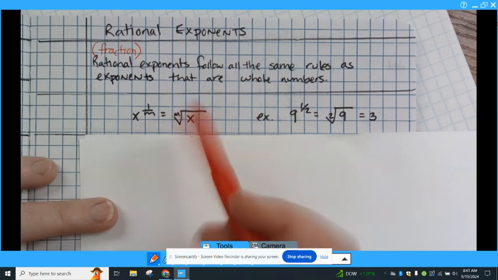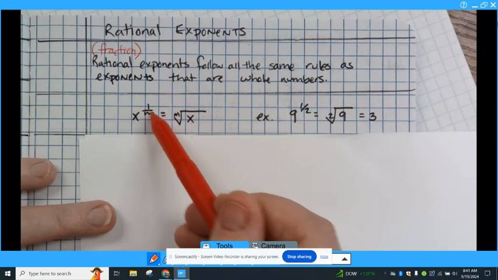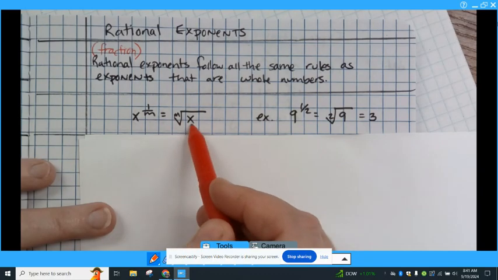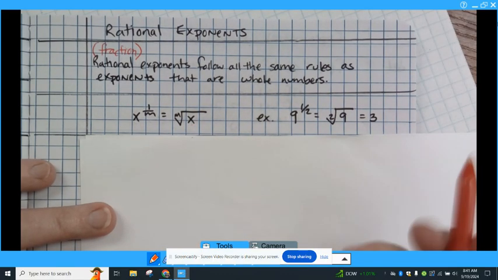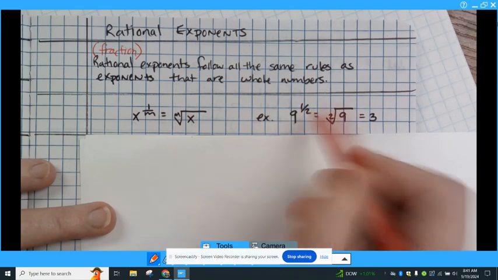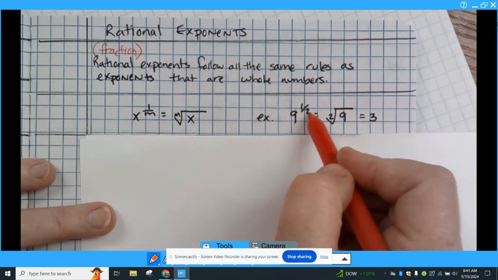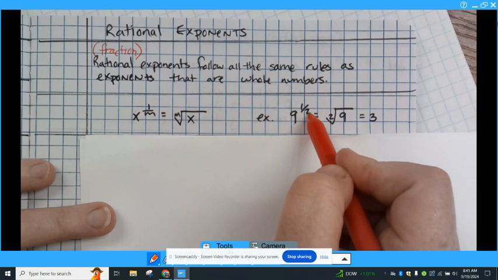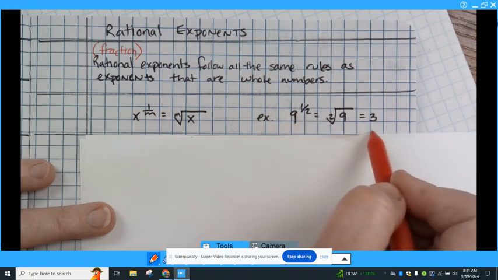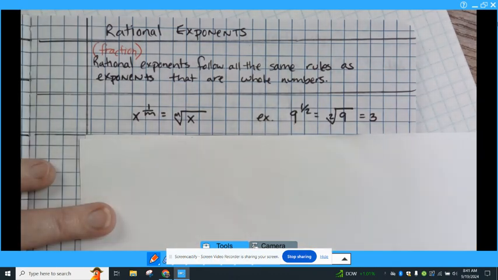If you have x to a fraction of 1 over m, it is exactly the same as taking the mth root of x. So for example, if you have 9 to the 1/2, that's the same as taking the square, the denominator, the square root of 9, which is 3. Okay?